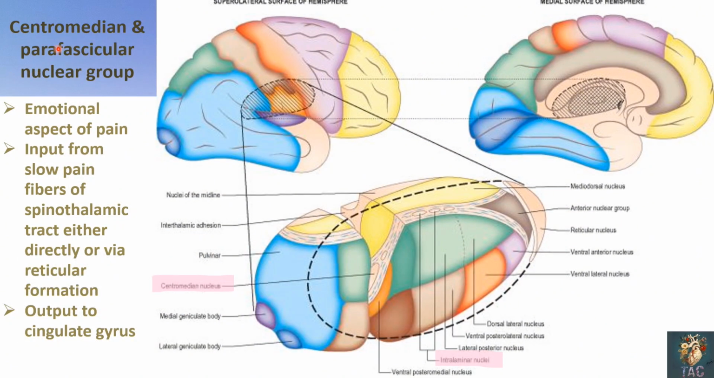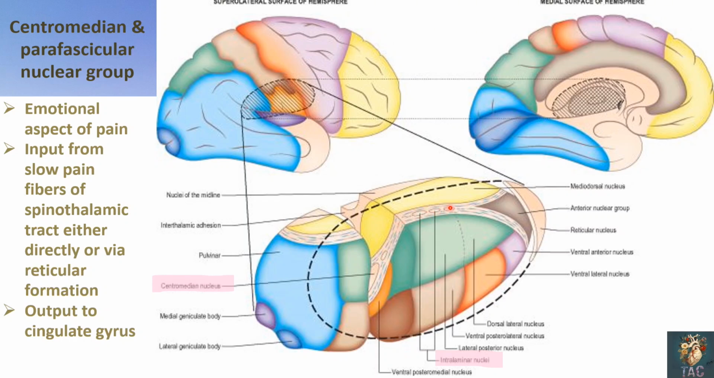So next is the centromedian and the parafascicular nuclear group. All of these nuclei which we are studying up till now are related to the limbic system. This is another group which is related to the limbic system, and the centromedian and parafascicular nuclear groups are the nuclei present in the intralaminar nuclei over here. They are related to the emotional aspect of pain. This is very important. These nuclei receive the sensory input from the spinothalamic tract, and the type C fibers, which are the slow fibers over here, are related.